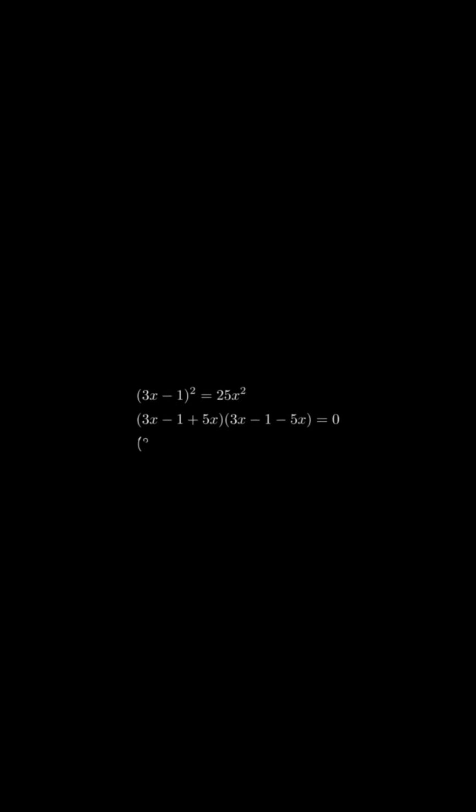Now let's simplify what's inside each set of parentheses. In the first factor, 3x - 1 + 5x becomes 8x - 1. In the second factor, 3x - 1 - 5x simplifies to -2x - 1. So our equation becomes (8x - 1)(-2x - 1) = 0. What we've just applied is the difference of squares pattern.